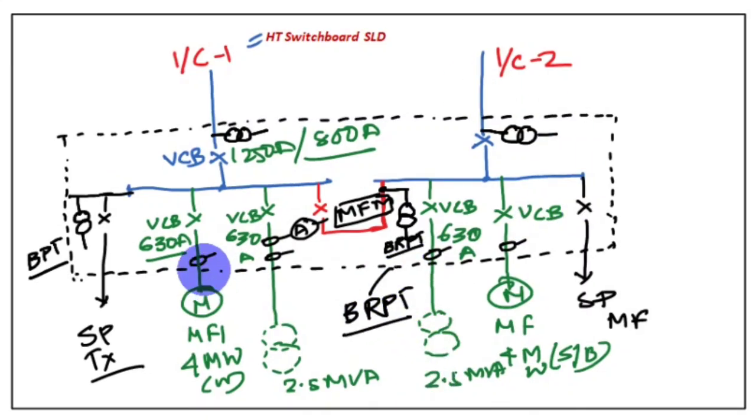Okay, and these motor feeders will have surge arrestors. Remember that when you are drawing the SLD of an HT switchboard, don't forget to give the surge arrestor to the motor feeders. So here there will be a surge arrestor. I do not have adequate space to draw that, so I am showing it here. So here you need to connect a surge arrestor, and here also you need to connect a surge arrestor.